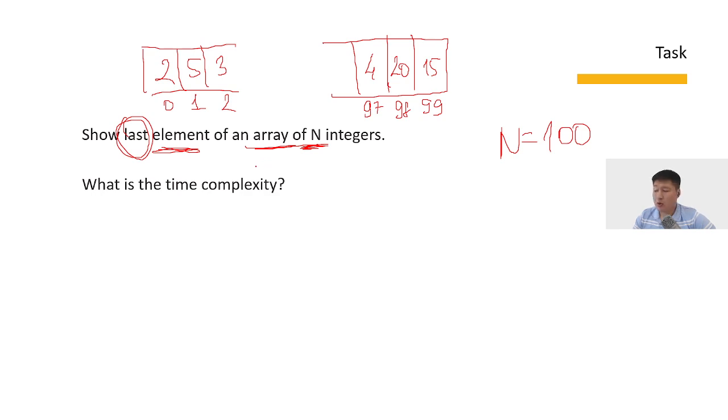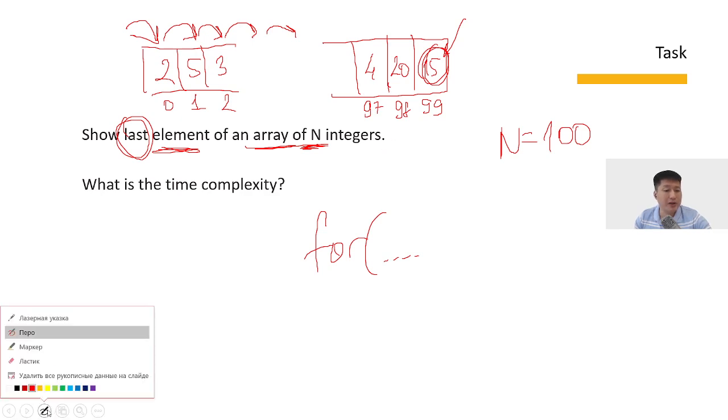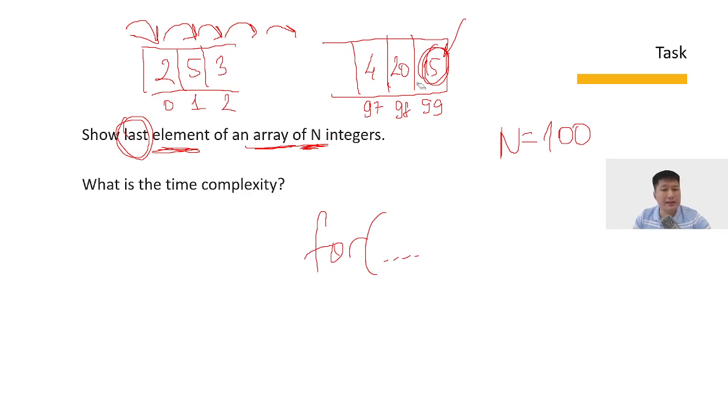So how can we show the last element? What should we do? Should we use some for loop to iterate starting from the first value and jump through all values just to show the last number? Do we need to use loops to show just the last number, guys? I think we do not need a loop to show the last number. So how can we show it?